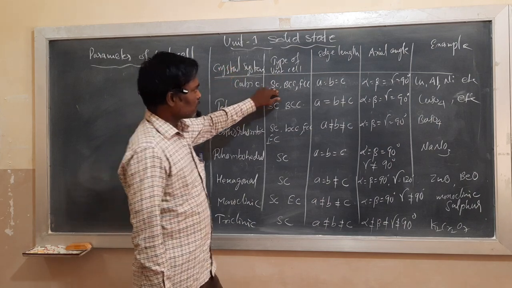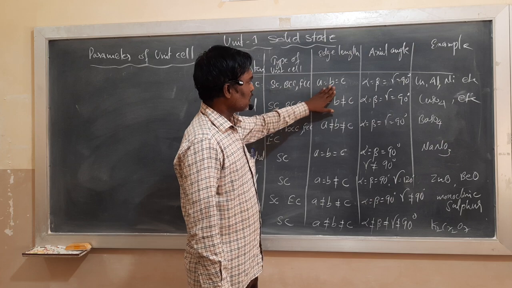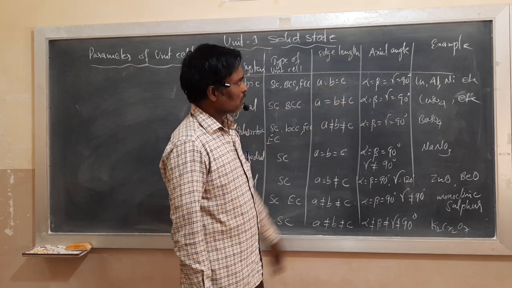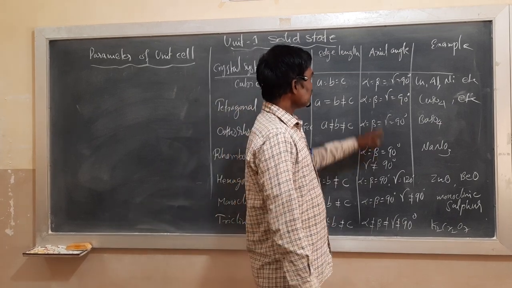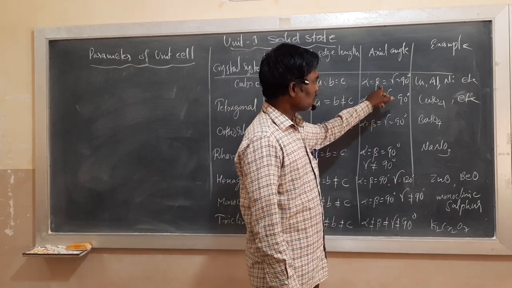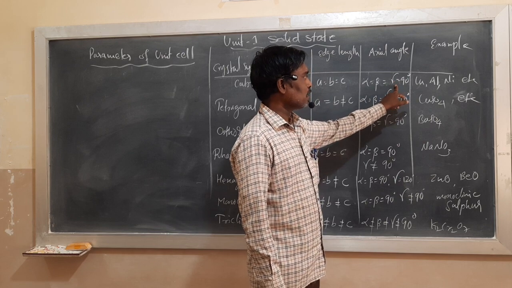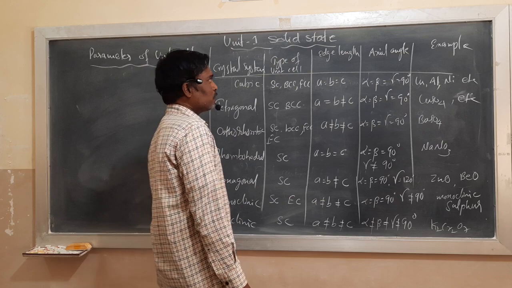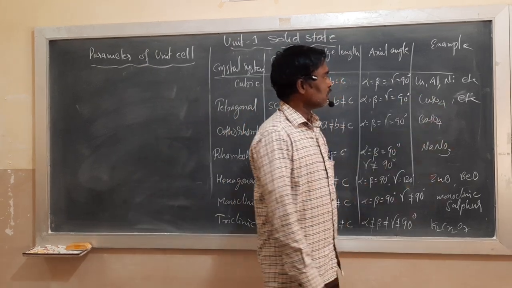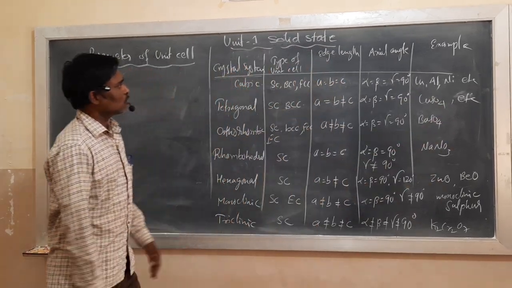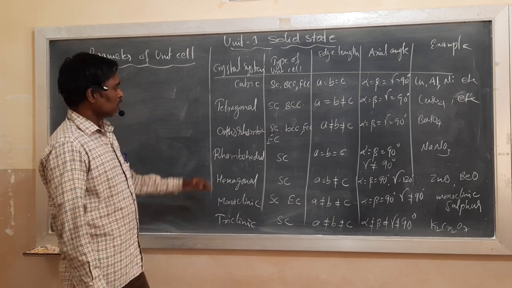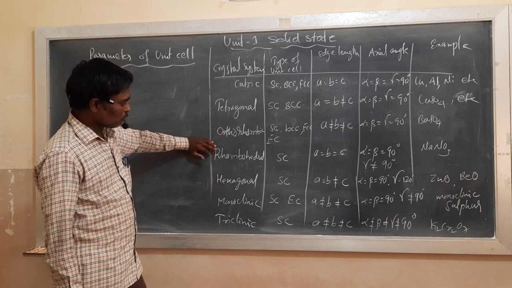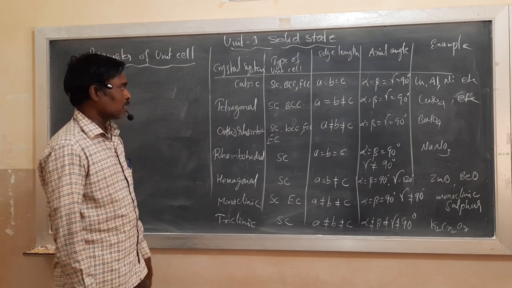The unit cell parameters are such that the edge lengths A, B, and C are equal, and also the axial angle alpha is the same as beta, and beta is also the same as gamma, and these values are equal to 90 degrees. Examples for the cubic system are copper, aluminum, and nickel. Similarly, the other crystal systems are tetragonal, orthorhombic, rhombohedral, hexagonal, monoclinic, and triclinic.